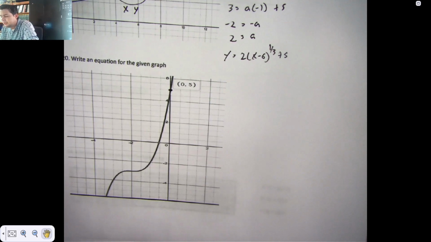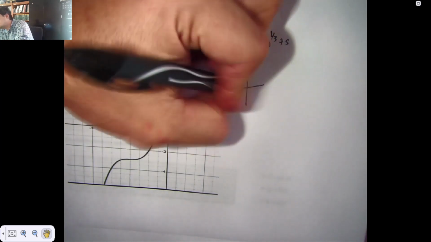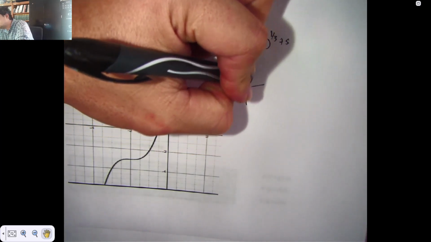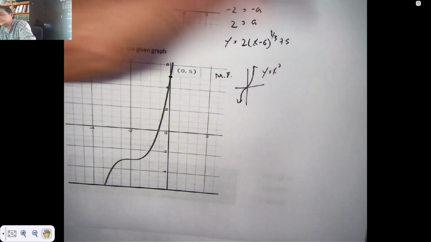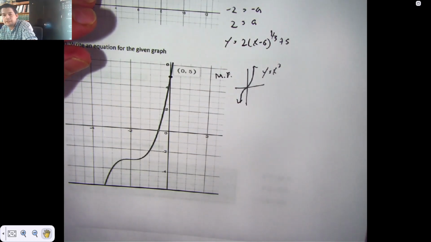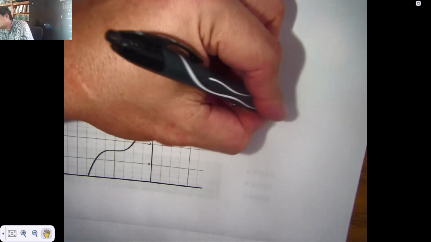Number 20, write an equation for this given graph. And again, I'm going to teach you some other functions. This thing looks a lot like this bad boy, and this bad boy is y equals x cubed. All right? This has to be a transformation of y equals x cubed. So your form is a times x minus h cubed plus k.